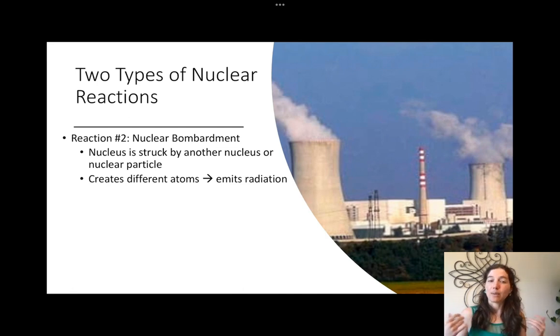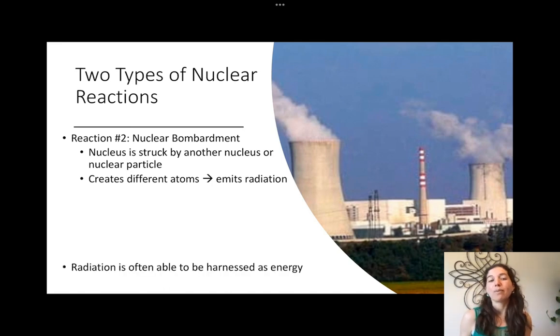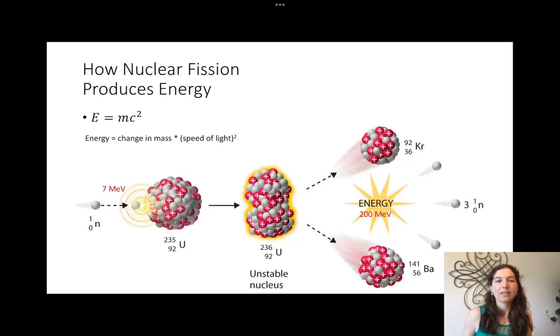And this creates different types of atoms, and when it breaks the atom apart, it also emits radiation and it emits heat, which is why it's useful to us as a form of energy. And so that's what goes into our nuclear power plants. So let's take a look at what this looks like when you actually envision the atoms.